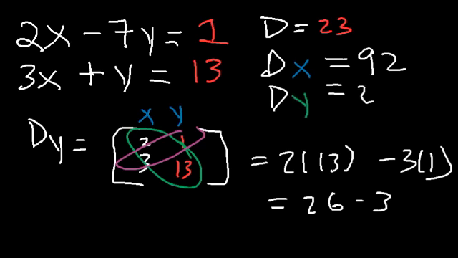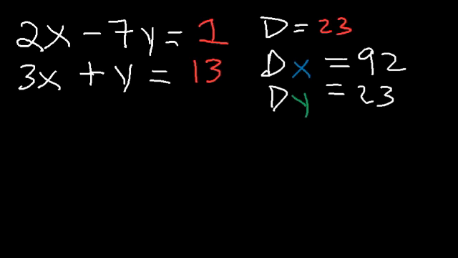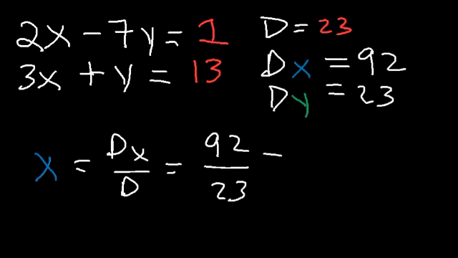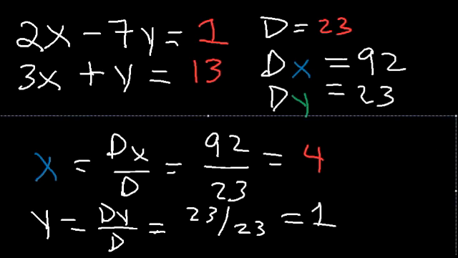So now that we have dx, dy, and d, we can calculate the values for x and y. So let's start with x. We know that x is going to be dx divided by d. So that's 92 divided by 23, which is equal to 4. Now y is going to be dy over d, which is 23 divided by 23. So y is equal to 1. So we have the solution 4, 1.